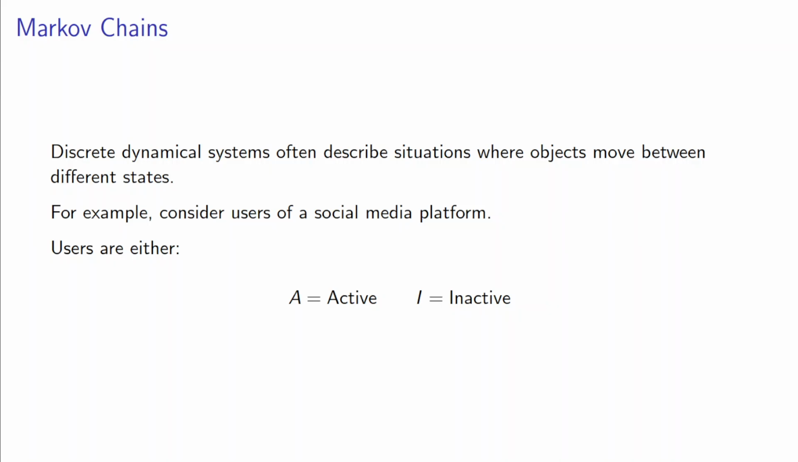In this video, we're going to look at a specific kind of discrete dynamical system that leads to what are known as Markov chains. Discrete dynamical systems often describe situations where objects move between different states. We saw that in the previous video.